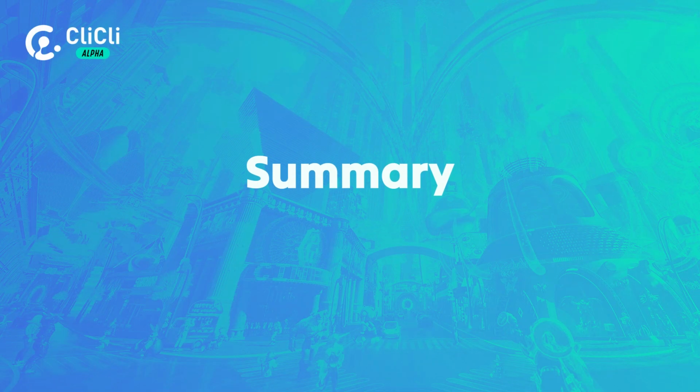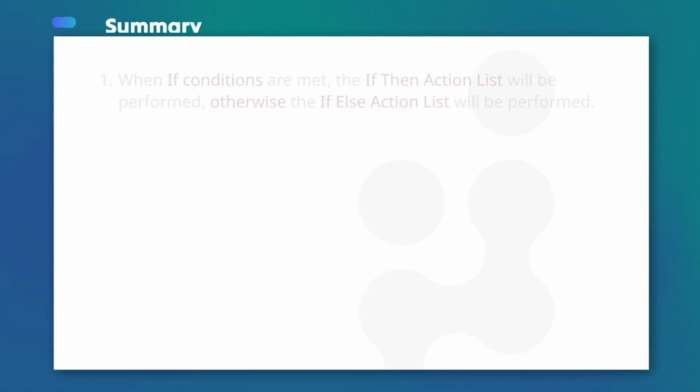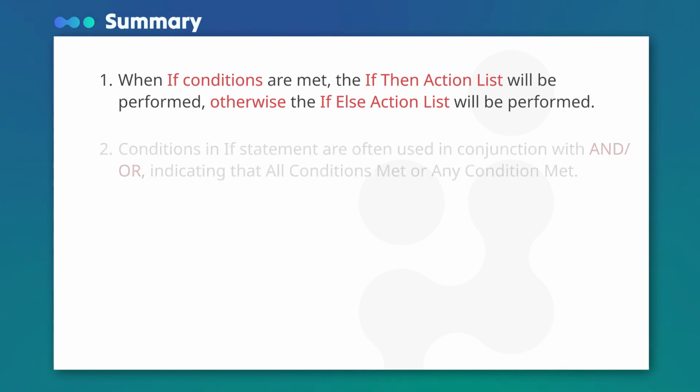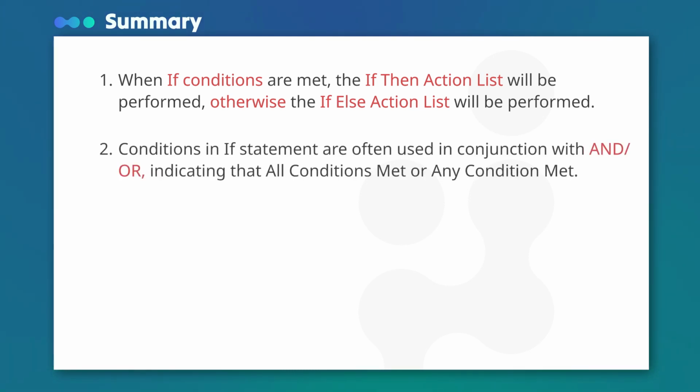Now, it's time to review what we learned today. When if conditions are met, the if-then action list will be performed. Otherwise, the if-else action list will be performed. Conditions in if statement are often used in conjunction with and or, indicating that all conditions should be met or any condition met to perform the if-then action list.